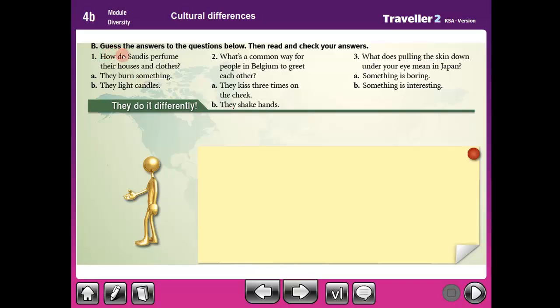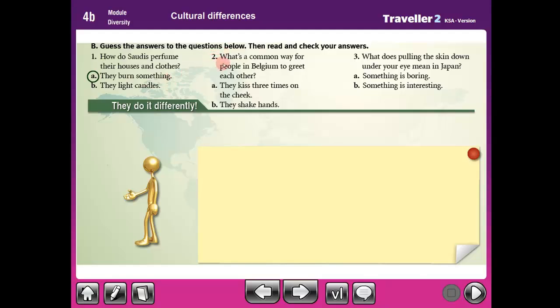Number B. Guess the answers to the questions below. Then read and check your answer. 1. How do Saudis perfume their houses and clothes? A. They burn something. B. They light candles. What do you think? Yes, well done. They burn something.